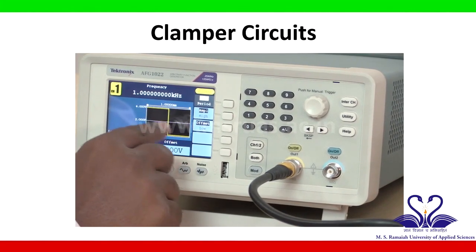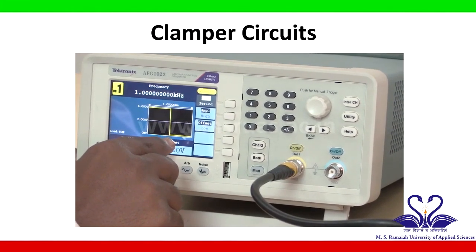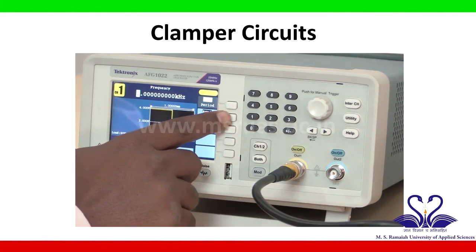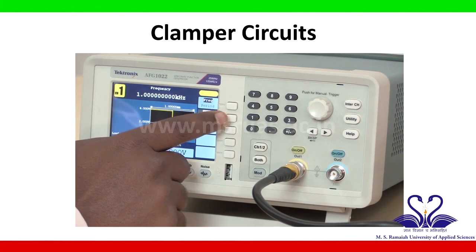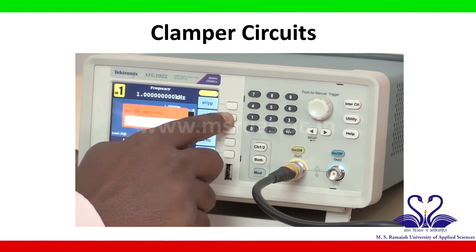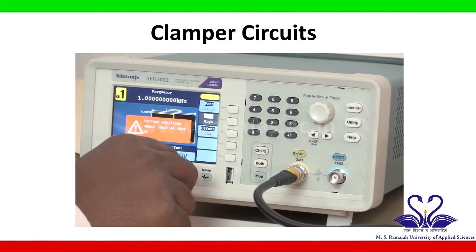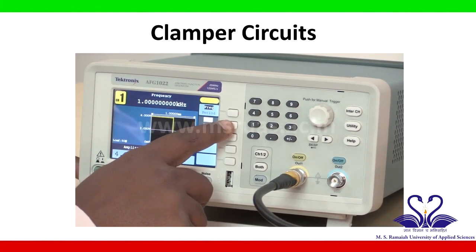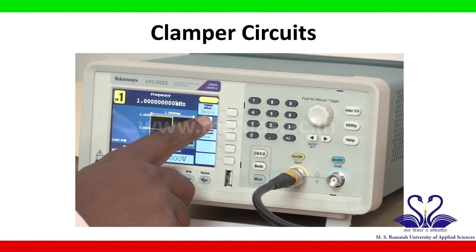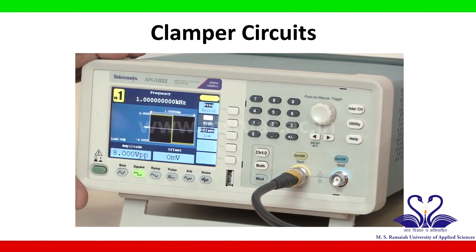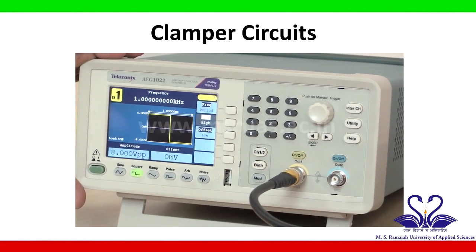Now this function generator is giving a square wave signal with 1 kilohertz frequency, and I need an amplitude of 8 volt peak to peak. So I will set the amplitude by pressing this button. I need 8 volt, so I will press 8 VPP, 8 volt peak to peak. I have set a square wave having a frequency of 1 kilohertz and amplitude of 8 volt peak to peak. Now a square wave is ready with a frequency of 1 kilohertz and 8 volt peak to peak amplitude.